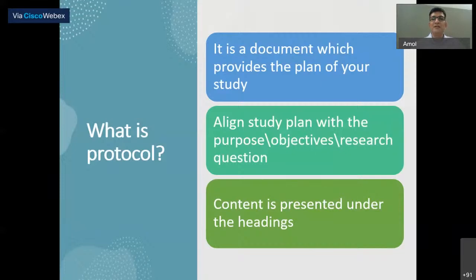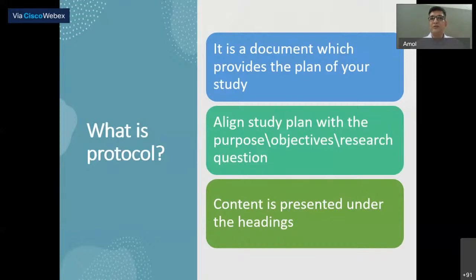And the second point that you have to keep in mind is to make sure that your study plan is in alignment with your research question or objective or your purpose statement. And this alignment is a tricky job. You have to be very careful throughout the process when you develop your protocol, right?